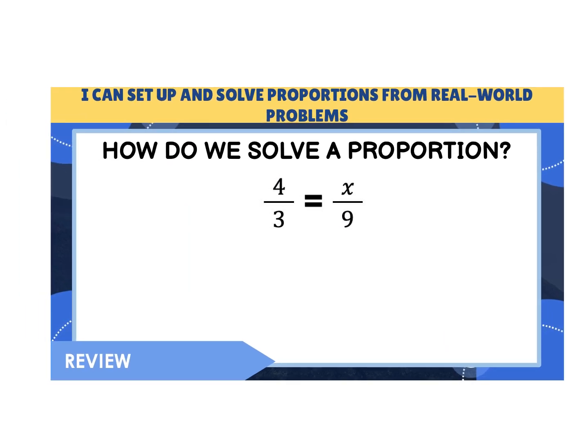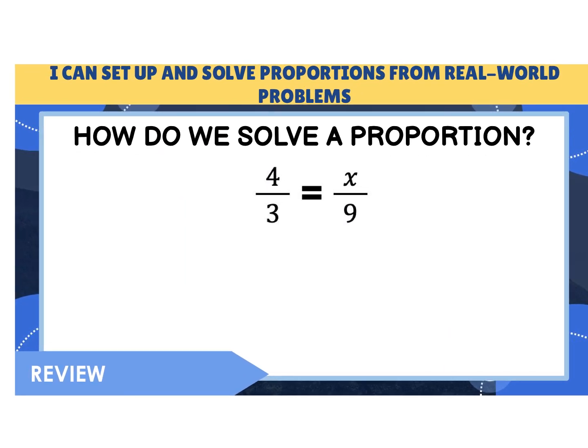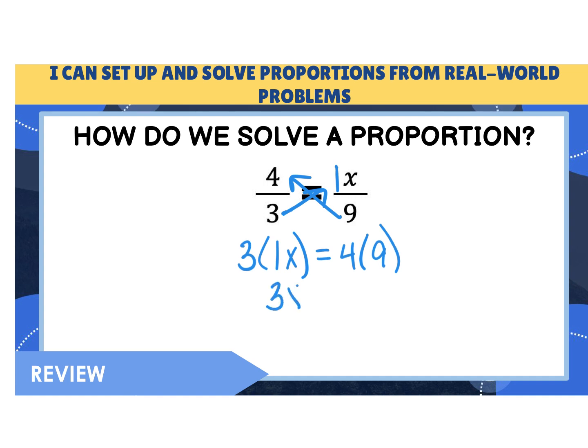So how do we solve a proportion? Well, if we have an unknown value, we can represent it with a variable. In this case, it's an x. If there's not a number there, there's always an invisible 1 in front of it. So let's put a 1 in front of it. And the first thing we're going to do is cross multiply. So I'm going to do 3 times 1x equals, and then we're going to do 4 times 9. So 3 times 1 is 3, keep the x, equals 4 times 9 is 36.